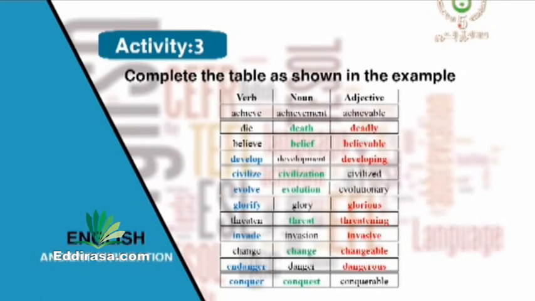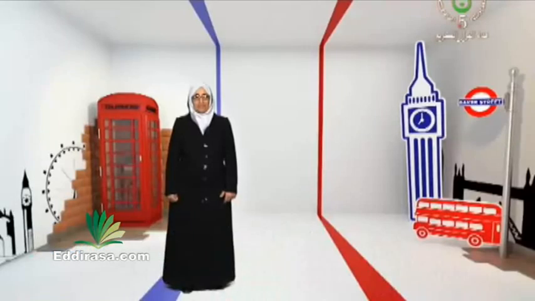Glorify, glory, glorious. Threaten, a threat, and threatening. To invade, invasion, invasive. To change, a change. As you notice, sometimes we have the same verb and noun, and changeable the adjective. To endanger, danger, and dangerous. And the last one, to conquer, a conquest, and conquerable.